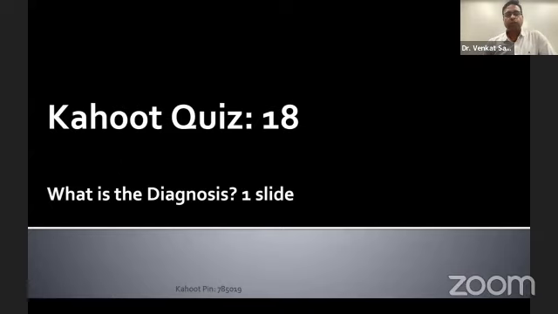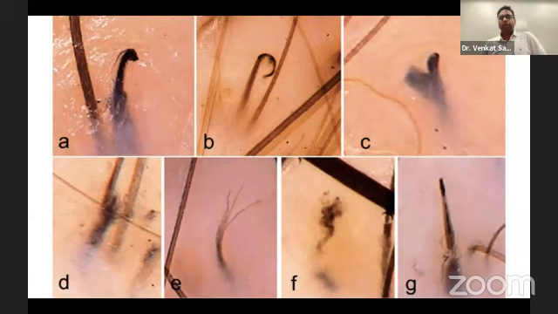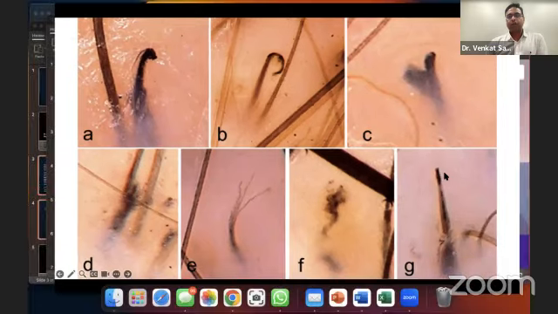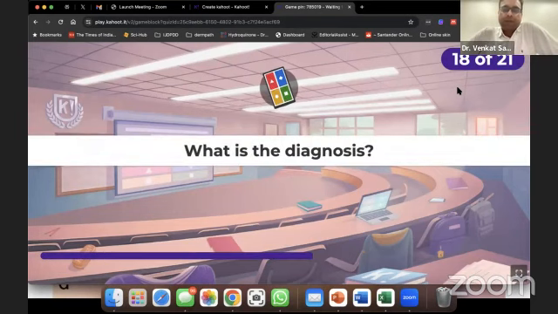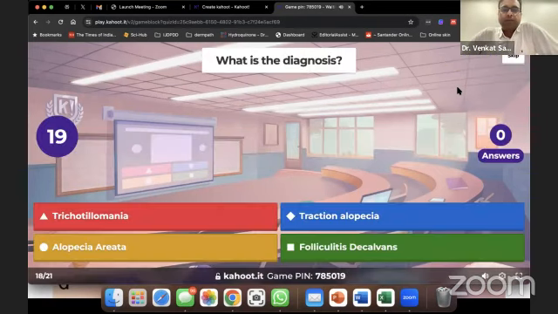So we've got quiz number 18, which has 1 slide. What are all these trichoscopic features representing? Now, no individual feature is specific, but when all of these are present together, it suggests one condition. So look at this hair shaft, look at this, look at this, look at this, and look at this. Okay, so going to Kahoot quiz number 18 of 20. What is the diagnosis? 10 minutes to the break.